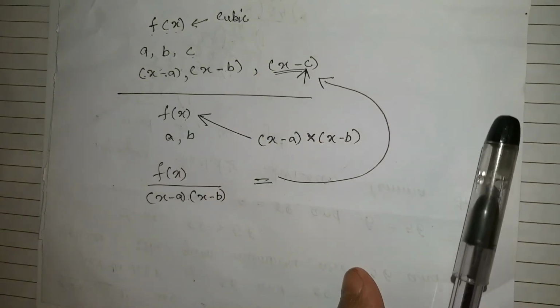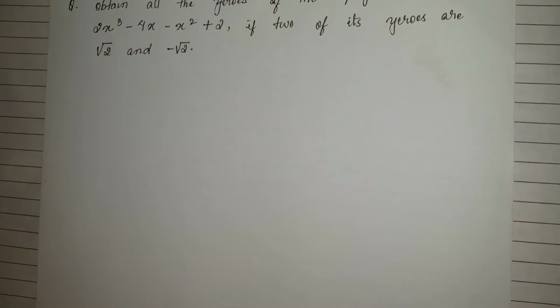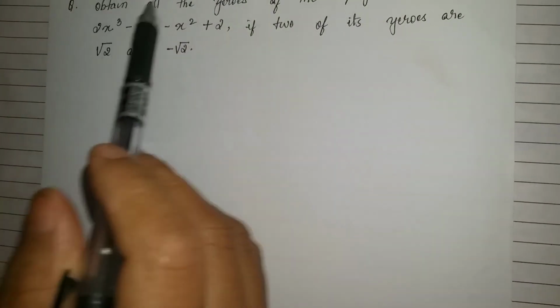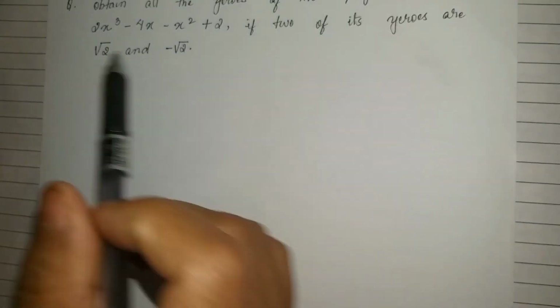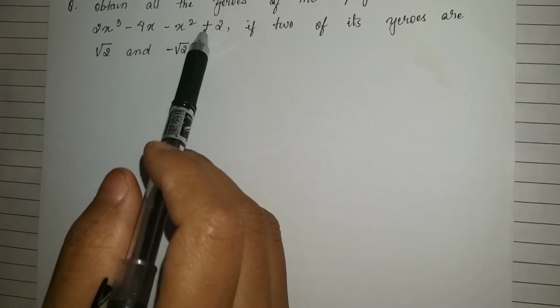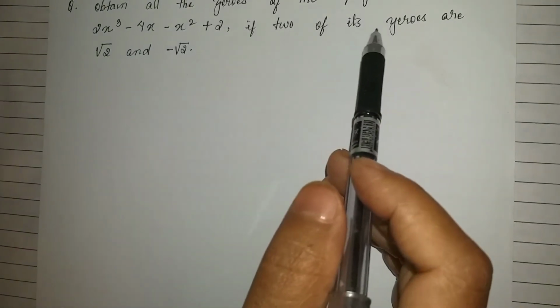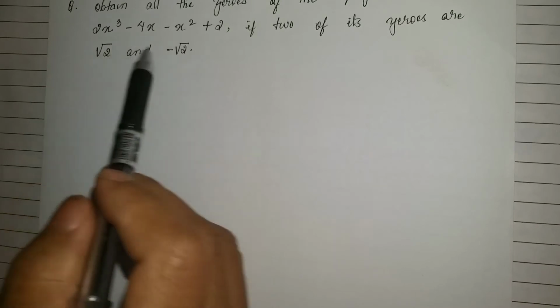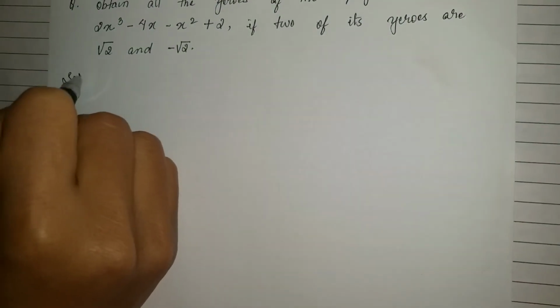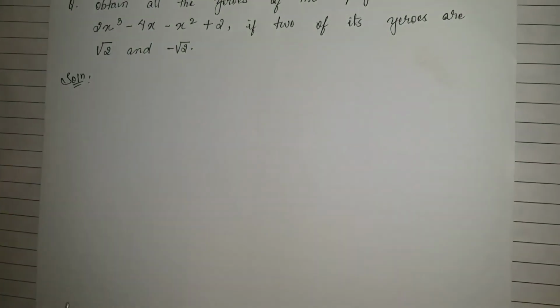So now let us come to the problem. Let me read out the question. Obtain all the zeros of the polynomial 2x cubed minus 4x minus x squared plus 2 if two of its zeros are root 2 and minus root 2. Let us start solving.